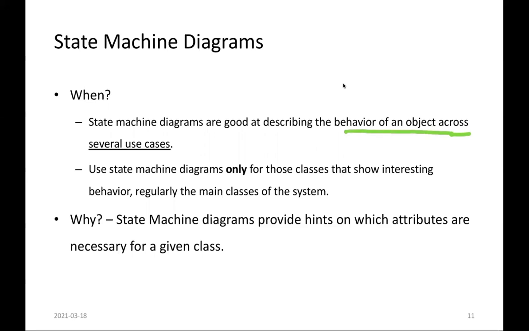Also, you need to use a state machine diagram only for those classes that show interesting behavior, regularly the main classes of the system. That's why, generally speaking, we always have state machine diagrams aligned with sequence diagrams and even class diagrams. One important note is that state machine diagrams provide hints on which attributes are necessary for a given class, by monitoring the state transitions. Let's now describe each component of the state machine diagram separately.